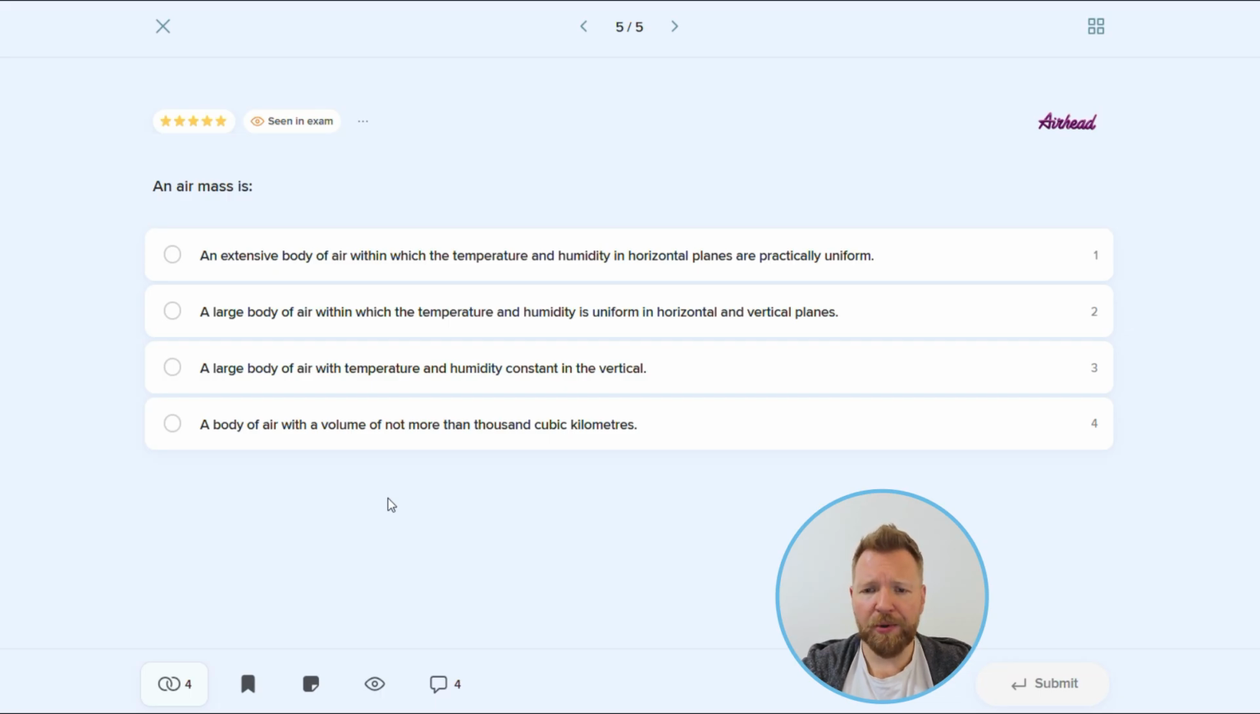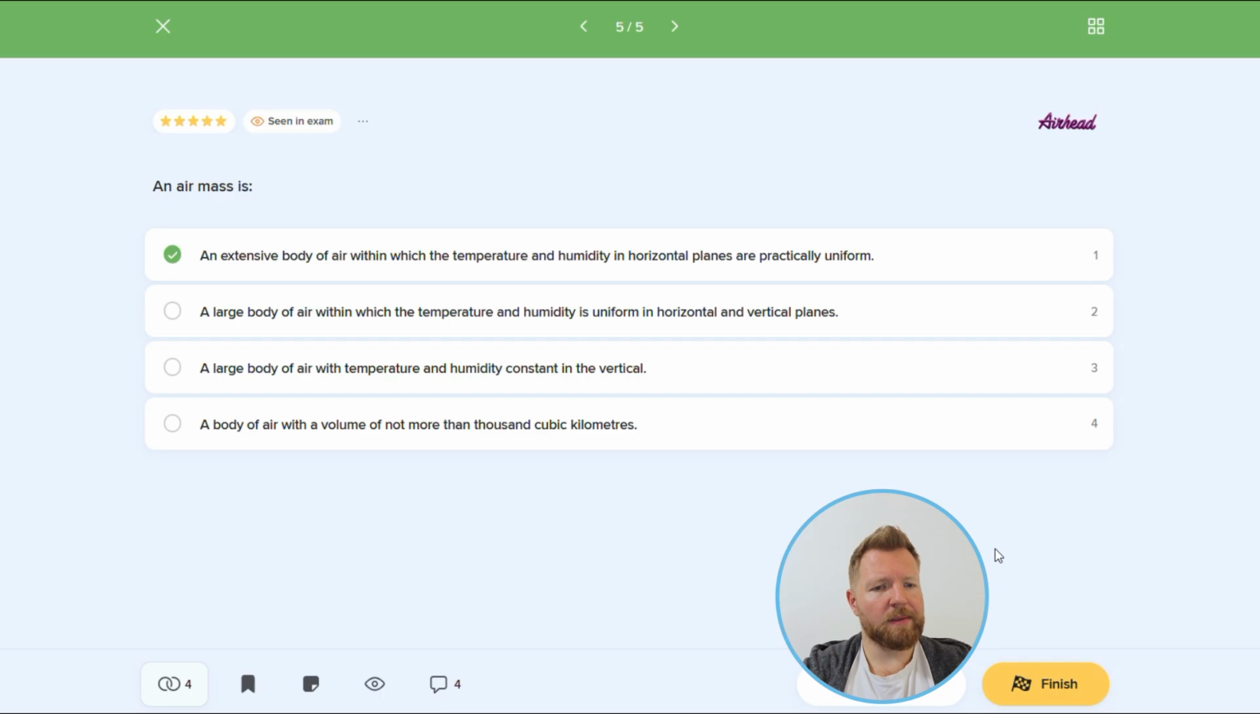In general, pressure, density, and humidity will decrease throughout all layers of atmosphere. Temperature will generally decrease in troposphere. However, above tropopause, the temperature lapse rate will vary considerably. Therefore, the correct answer will be answer number 1. An air mass is an extensive body of air within which the temperature and humidity in horizontal planes are practically uniform. And this one is also correct.